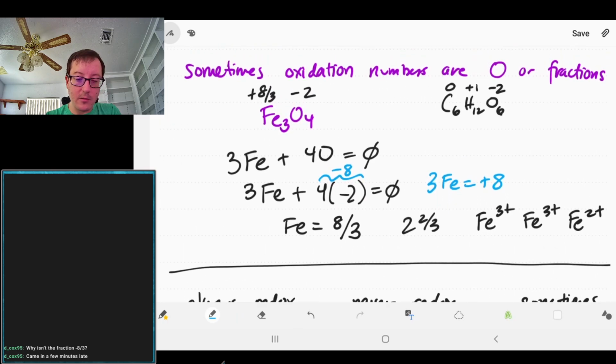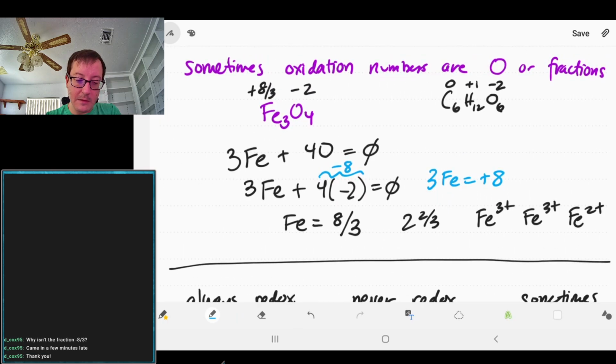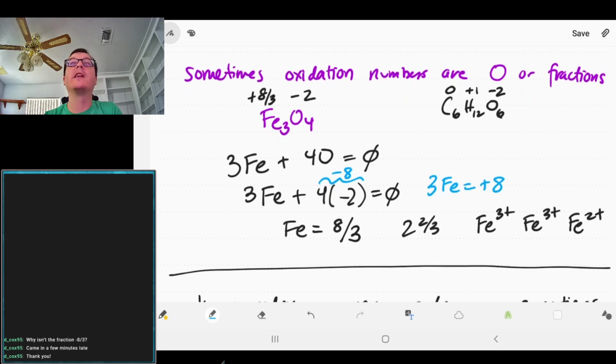That's also another point to make: if you have a negative oxidation number in a compound, you have to have at least one positive, something to balance it out, right? So not all your oxidation numbers can be negative. They can't all be positive either within a compound. Something's got to be negative, something's got to be positive.